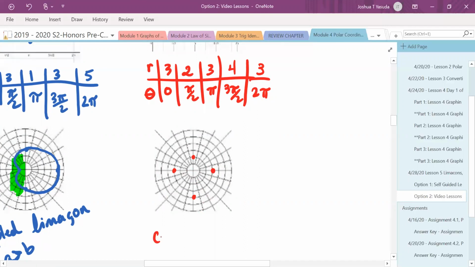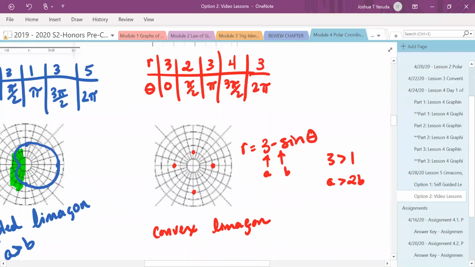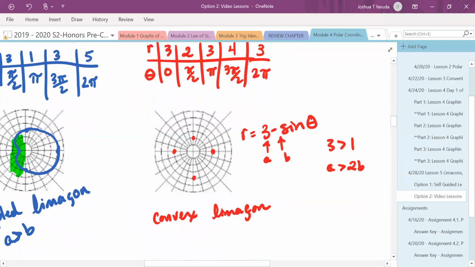Okay, so this is called a convex limacon. And the reason it's a convex limacon is because this is r equals 3 minus sine of theta. So if this is A, what's B? B is 1. Don't think negative, just think 1. So 3 is greater than 1, but it falls under this A is greater than 2B kind of idea. So since A is greater than 2B, you get this thing called a convex limacon. It's not quite a circle, but it looks like a circle.